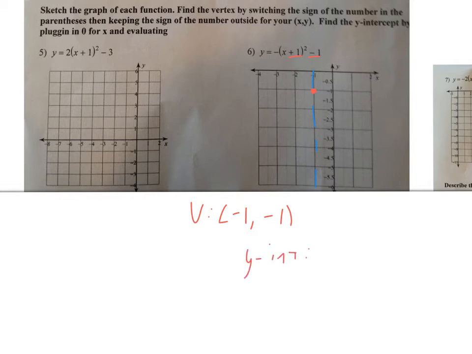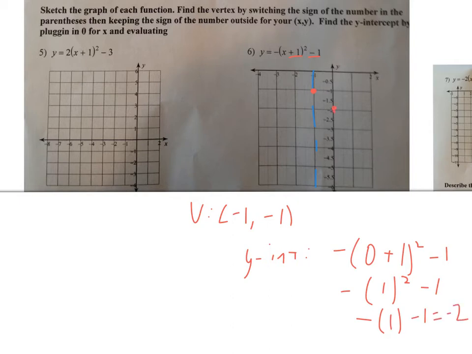So I'm going to plug in 0 for x, because that's the definition of the y-intercept. So that'll be, if I follow my PEMDAS here, negative 1 minus 1 is negative 2. So I'll draw my y-intercept at negative 2, and then I have a matching point on the other side of the axis of symmetry, and we can draw our parabola.